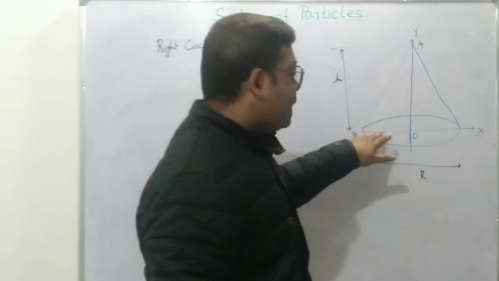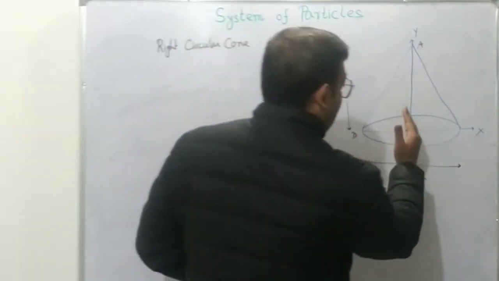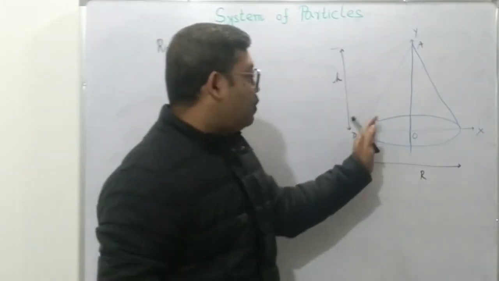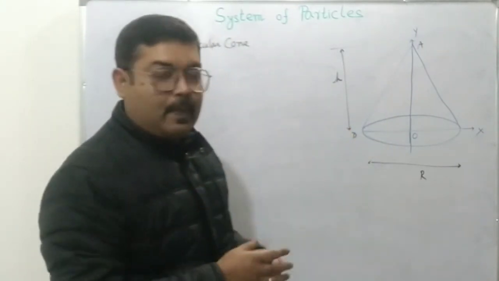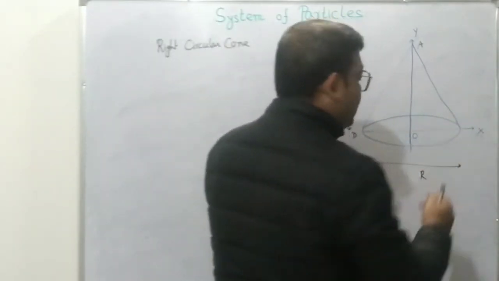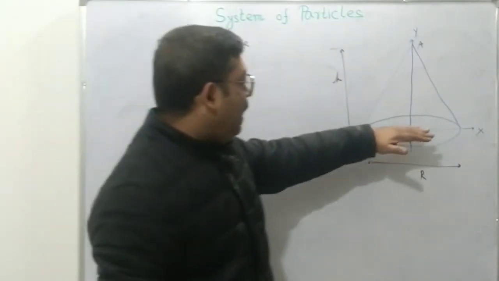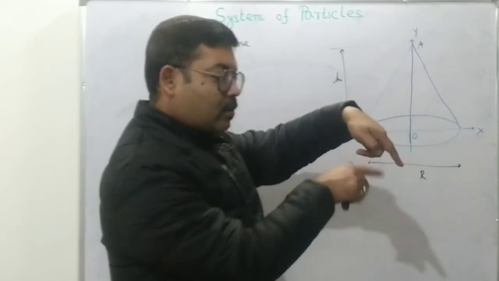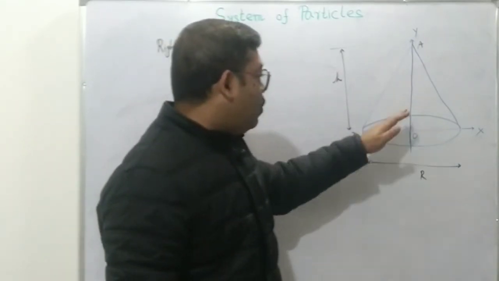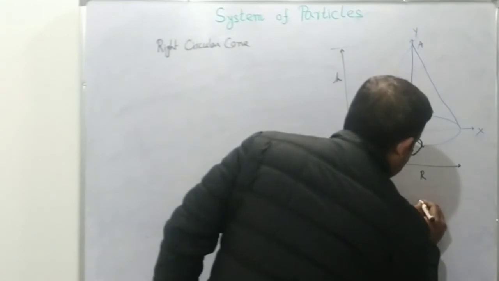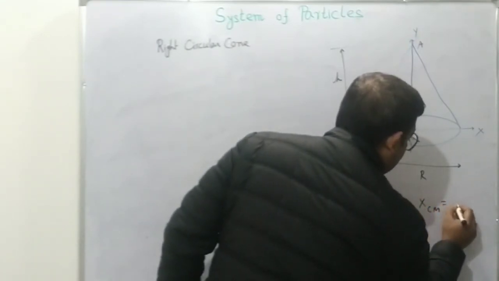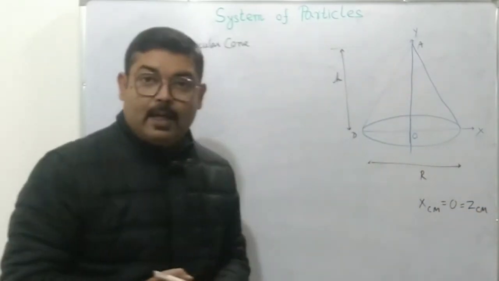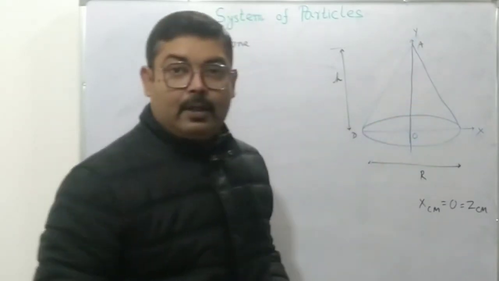So if you look at it from the x-axis perspective, half of the cone is in the positive direction, half is in the negative direction. Since it's a uniform cone, the masses of both sides will be equal, and so the center of mass will have to come to the origin. With respect to the z-axis also, since the base is standing on the z-axis, it's symmetric about the z-axis, so the z coordinate will also be 0. So what we mean is that x cm equals 0 equals z cm. So what we need to find is y cm.